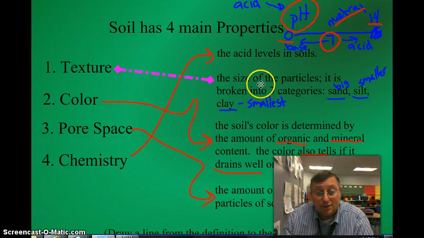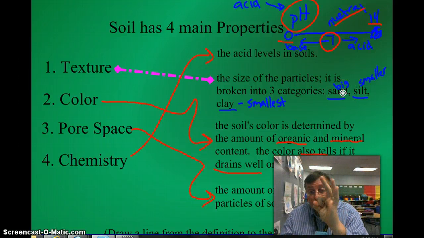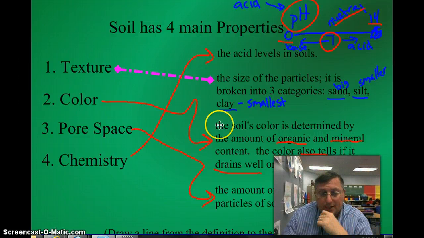Texture, which is basically just the size of the particles. The three main categories: sand, silt, and clay. Sand, the particles are the biggest. Silt, the particles are a little bit smaller, and clay, they're the smallest. So when those really small particles get together, like clay, that becomes that B horizon. That's why it's really hard for water to drain through clay, because there's very little space between those.